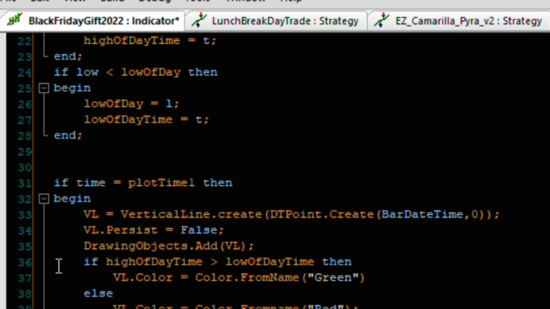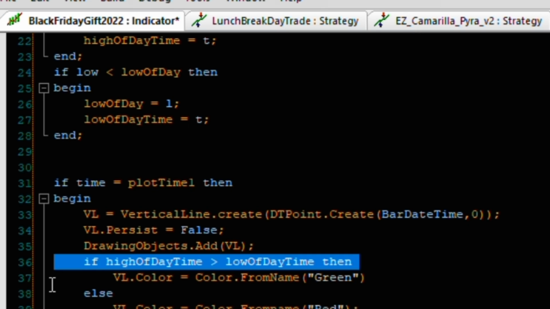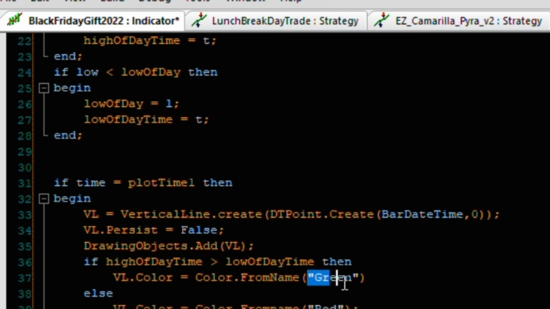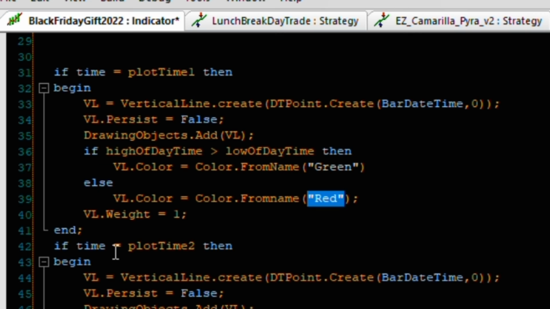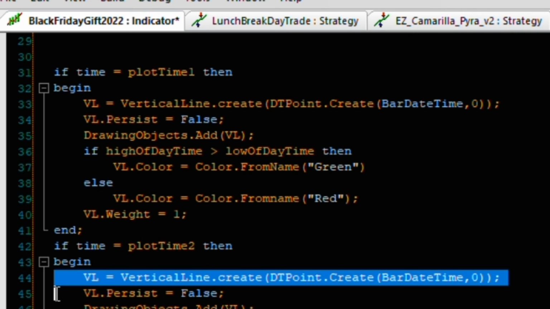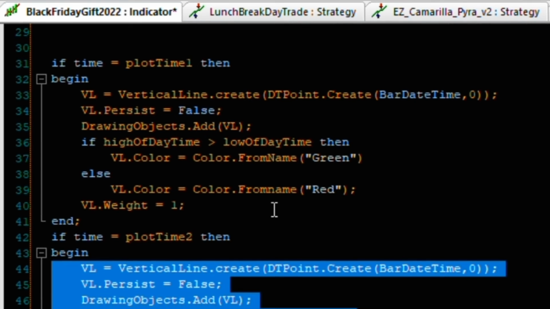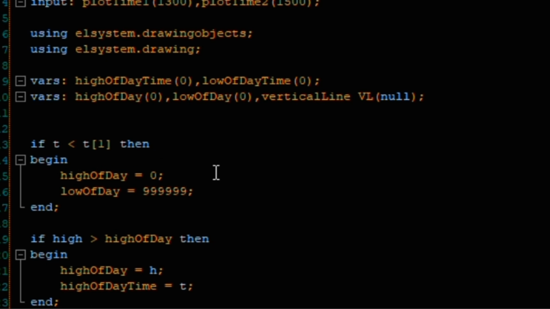Now, if the high of the daytime is greater than low of daytime, that means we're going to buy. High of the day was made last, and we're going to set the color to green. If that's not the case, we're going to set it to red. And then if time is equal to plot 2 time, I'm going to create a vertical line, another one. In this case, I'm going to color it yellow. Okay, there's your code that does that.